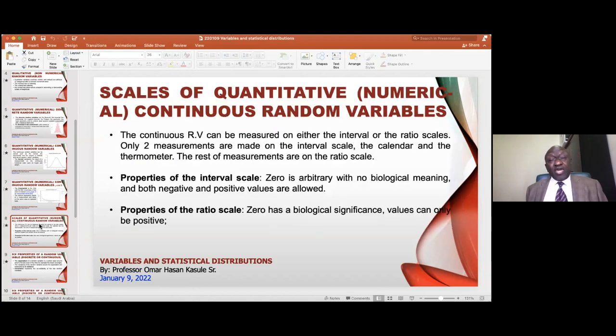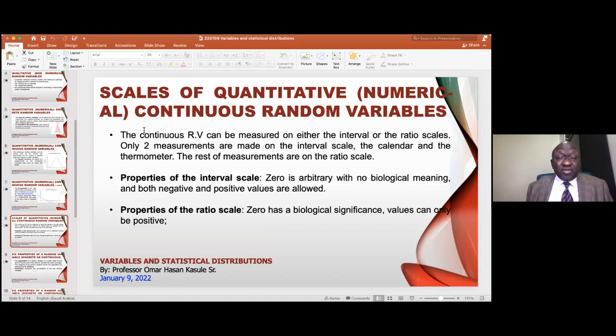Okay, now we have talked about qualitative variables. These are based on description. We've talked about quantitative variables. These are numerical. They are based on measurement or based on counting.